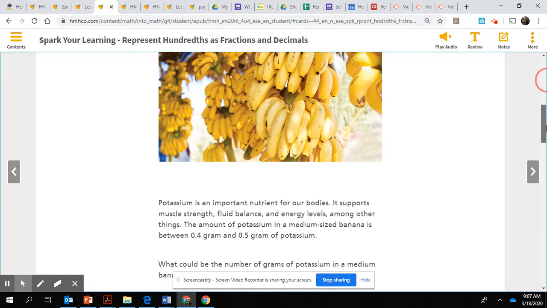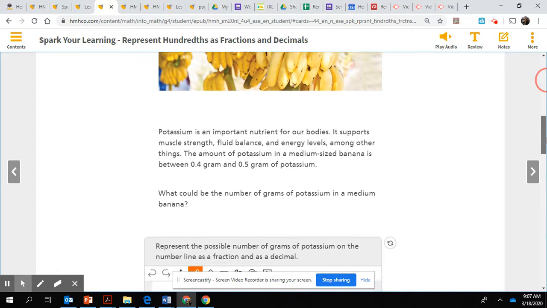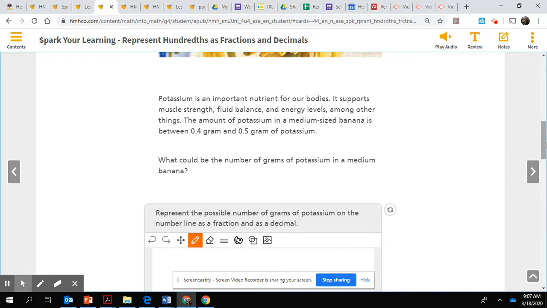So once again, it gives you an image of bananas, all right? And it tells you that potassium is an important nutrient for our bodies. It supports muscle strength, fluid balance, and energy levels, among other things. The amount of potassium in a medium-sized banana is between 0.4 gram, or 4/10 gram, and 0.5, or 5/10 gram, of potassium. What could be the number of grams of potassium in a medium banana?